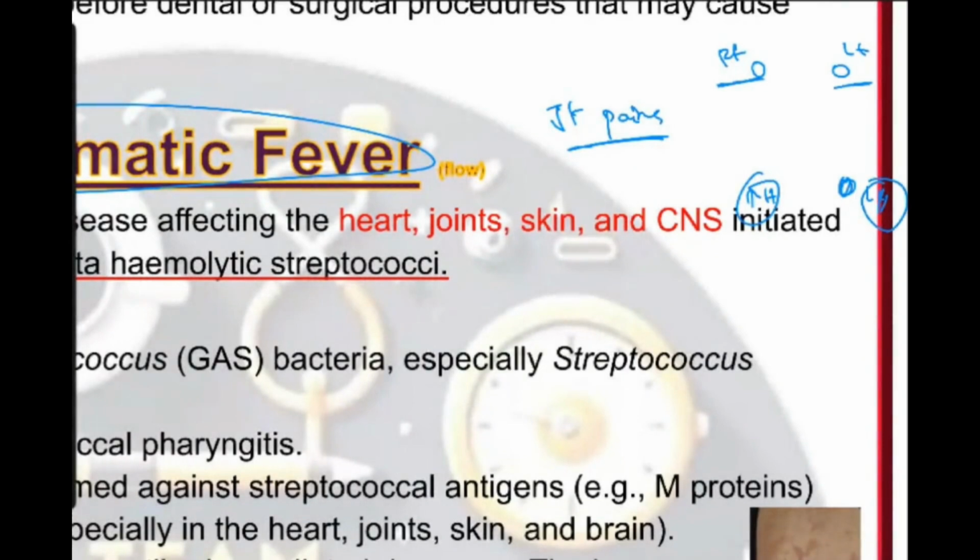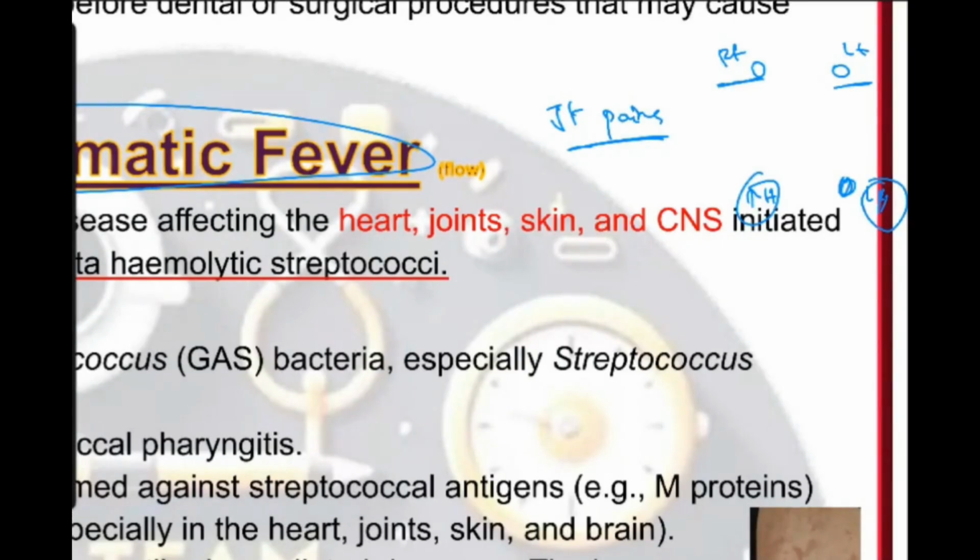And imagine who the patient is here. A child is the patient, and that too a school-going child. Okay, a school-going child complaining of this migratory polyarthritis. Will anybody believe this? They will think, oh, he is making excuses, not wanting to go to school. In this way, this condition can be neglected. Okay? Okay, rheumatic fever.